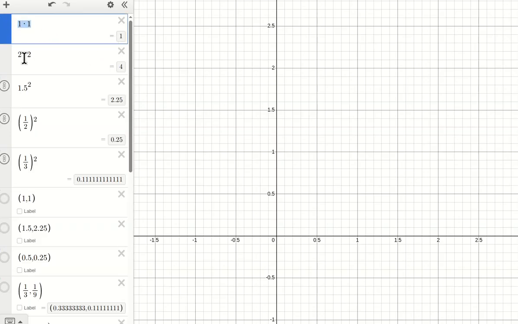1 times 1 is 1. 2 times 2 is 4. 1.5 squared is 2.25. A half squared, a half times a half, is a quarter. 1/3 squared is 1/9. 1/10 would be 0.1, so 1/9 is a little bit bigger, 0.11111. That's just 1/9 in decimal.